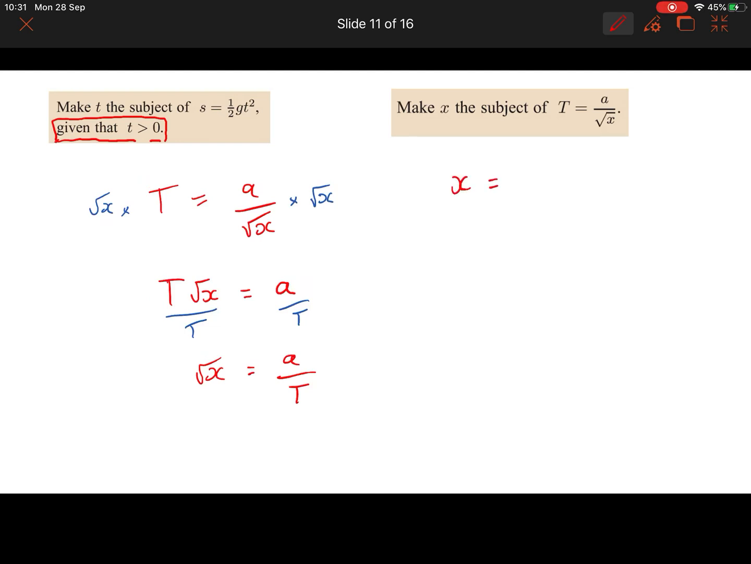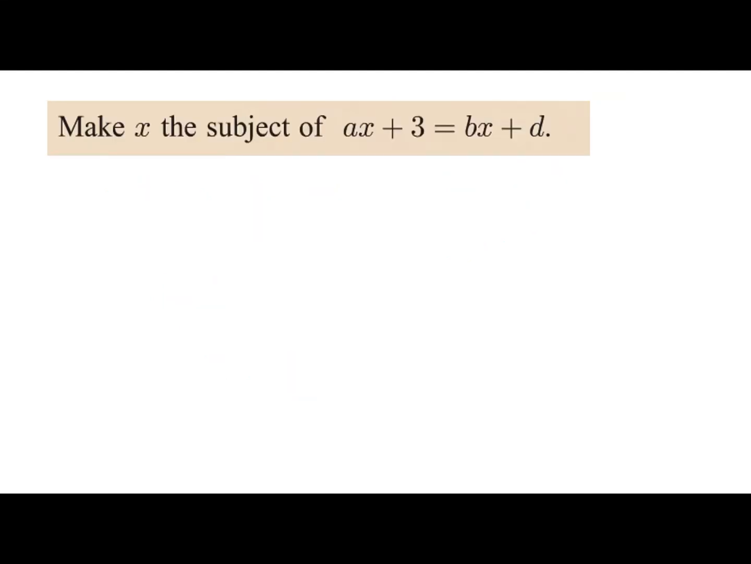How do I get rid of the square root? I square both sides of the equation. So I'm going to get x is equal to a over t all squared, which would be the same as a squared over t squared. Either answer would be acceptable. Okay?